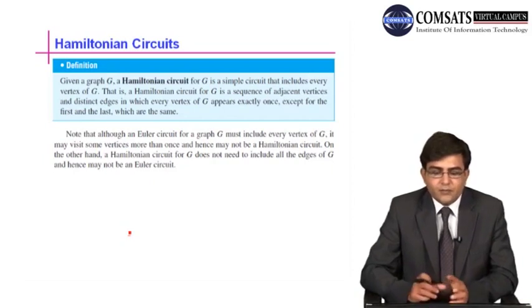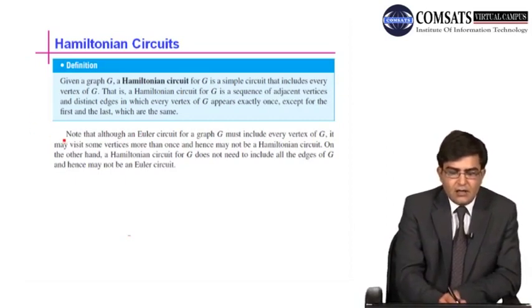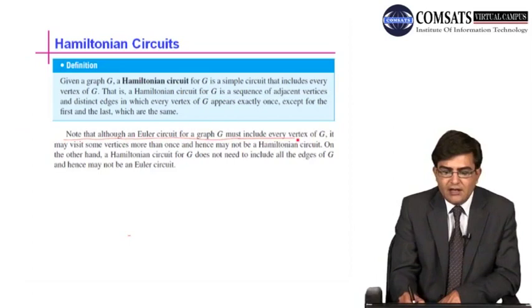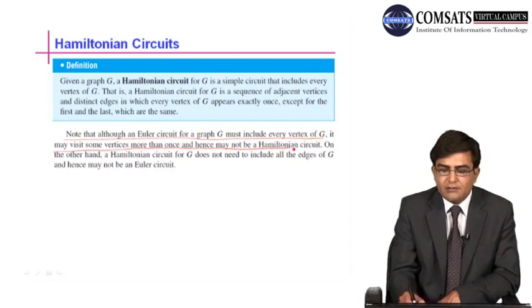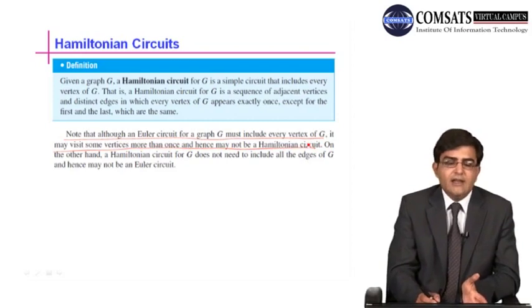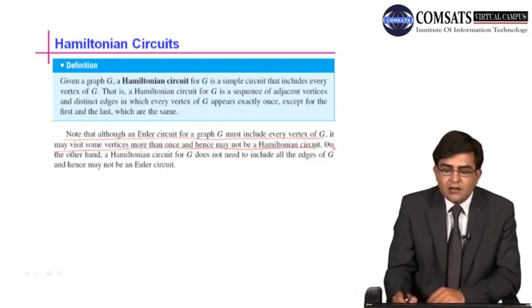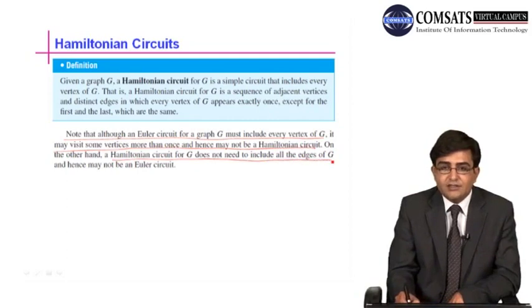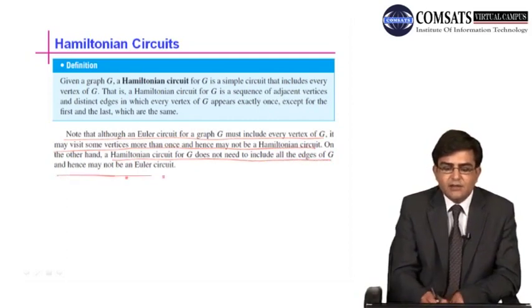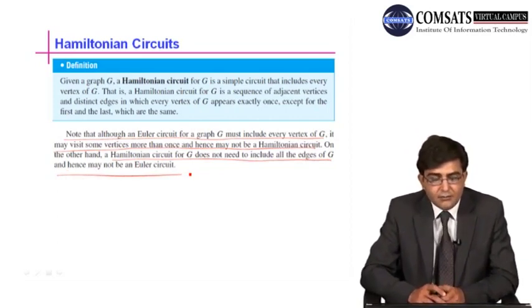Note that although an Euler circuit for a graph G must include every vertex of G, it may visit some vertices more than once and hence may not be a Hamiltonian circuit. So it's not necessary that every Euler circuit is Hamiltonian, or that every Hamiltonian circuit is an Euler circuit. On the other hand, a Hamiltonian circuit for G doesn't need to include all the edges of G and hence may not be an Euler circuit. So the two may not be the same.